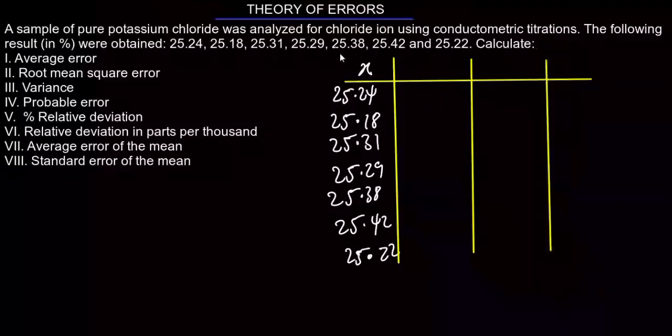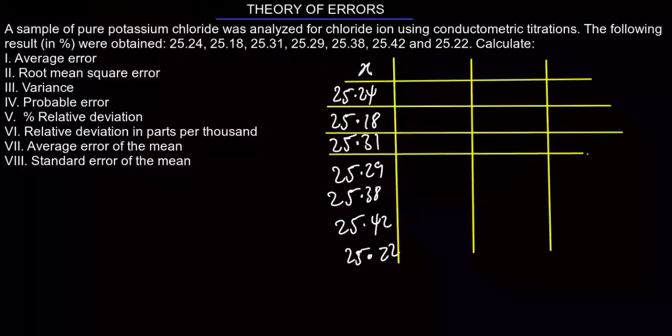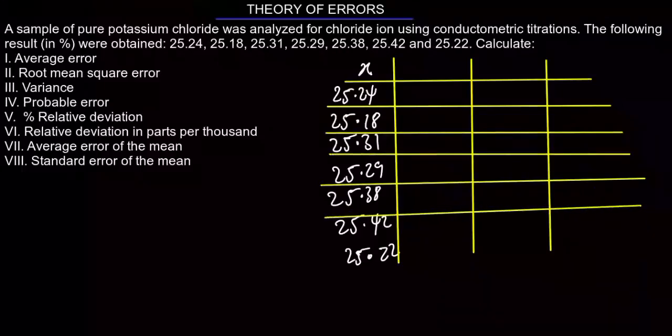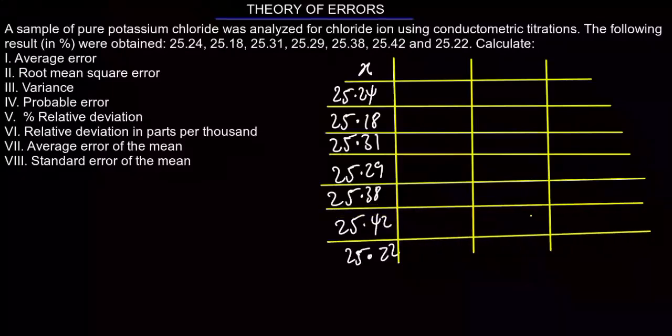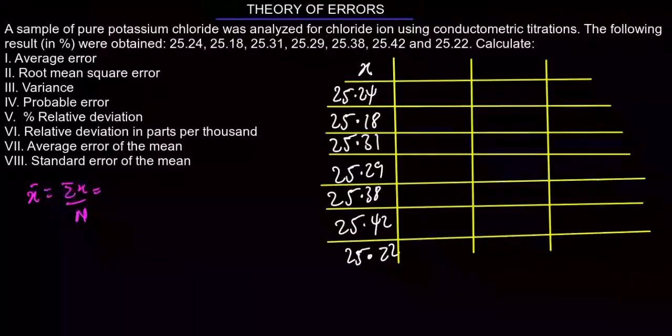All right. So this is what we have. Now, firstly, we will need to calculate our mean. Remember, that mean is very, very important. So let us get our mean somewhere around here. So our mean is what? The mean, x bar, equals summation x over n. So I'm going to add everything here together divided by n.